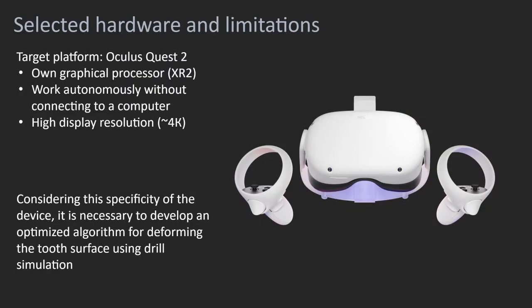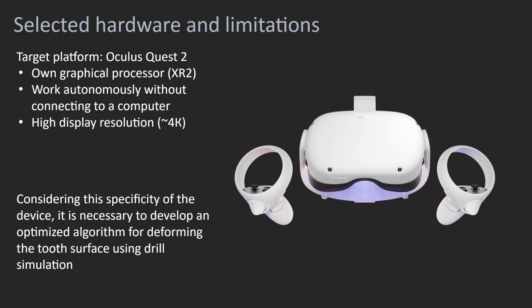The project is being developed for a specific platform, a standalone virtual reality headset, Oculus Quest 2. This modern model boasts high-resolution displays and its own graphical processor, which allows it to work autonomously without connecting to a computer. It's important for the equipment that can be used in the educational process, but it entails a number of limitations, such as reduced performance.